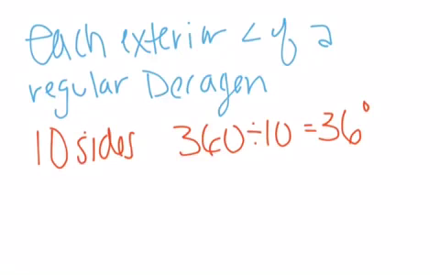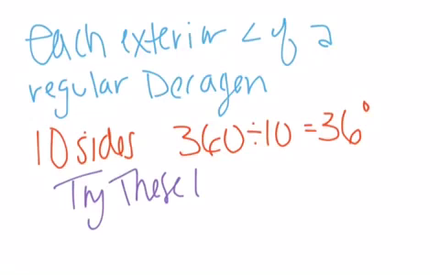Okay? So that's it. What you're going to do right now is I want you to do numbers 1 through 5. Let's try these. Numbers 1 through 5, all in the try these on the bottom of page 243.